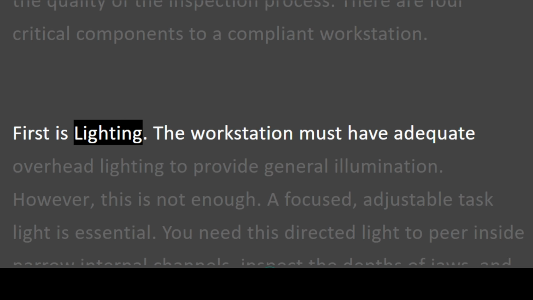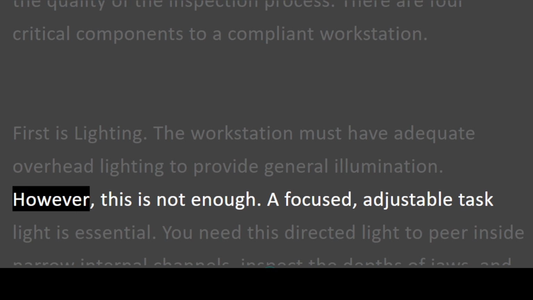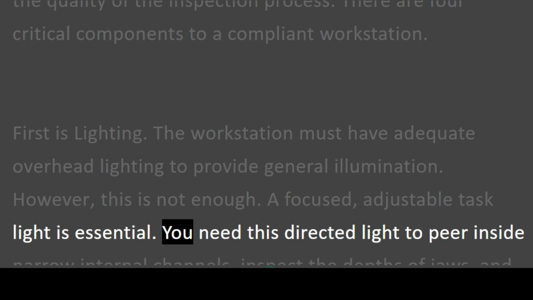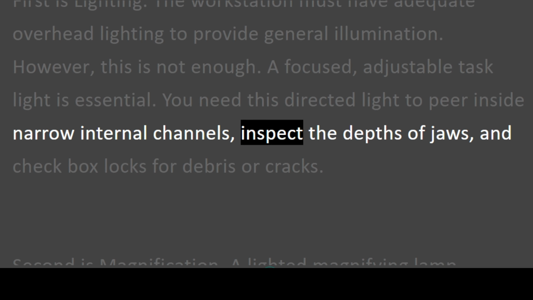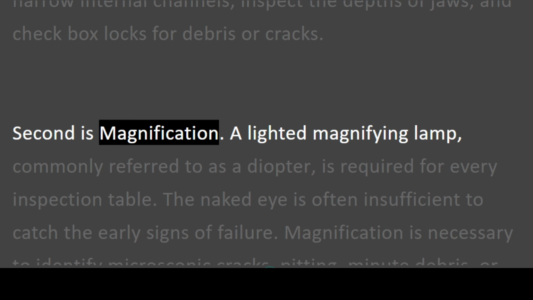First is lighting. The workstation must have adequate overhead lighting to provide general illumination. However, this is not enough. A focused, adjustable task light is essential. You need this directed light to peer inside narrow internal channels, inspect the depths of jaws, and check box locks for debris or cracks.